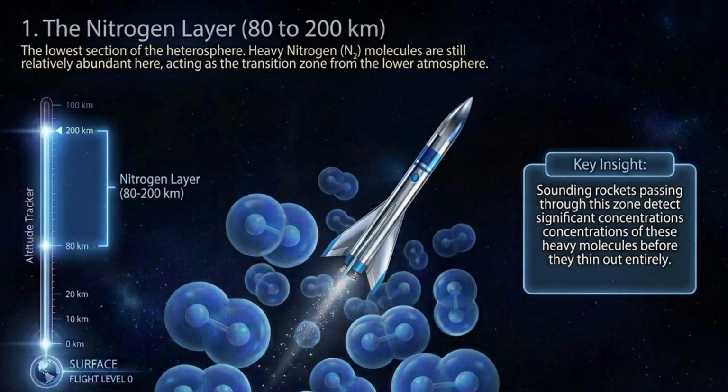Now let's look at the first layer of the heterosphere known as the nitrogen layer or molecular nitrogen layer. It extends approximately from 80 to 200 km above the Earth's surface. Nitrogen is still relatively abundant in this region because it is a comparatively heavy gas. However, as altitude increases, its concentration gradually decreases. Sounding rockets passing through this region help scientists study the distribution of nitrogen molecules.